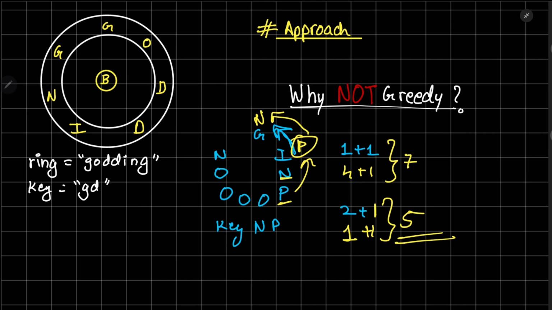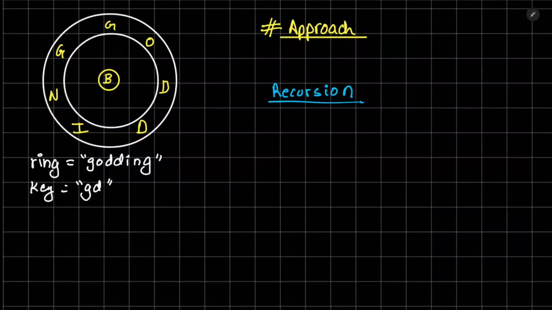Okay, so now let's see the recursive approach to this problem. In recursion, we will make a solve function. It will take the arguments: first the ring, second the key, and 2 integers I and J. I is basically to traverse the key, and J will be the current index in the ring, in the string ring that we are sending. Basically, it's the top, or the 12 o'clock direction character in the ring.